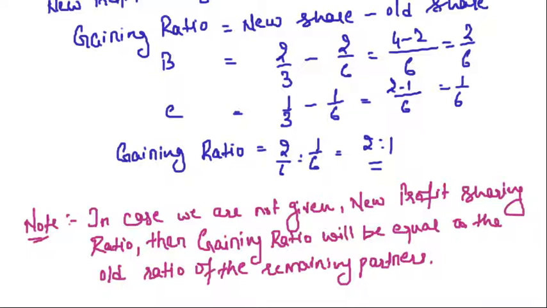What information we are given is only the old profit sharing ratio, and we are given that one of the partners retires from the partnership. That's it. In that case, the gaining ratio will be equal to the old ratio of remaining partners. Is that clear?